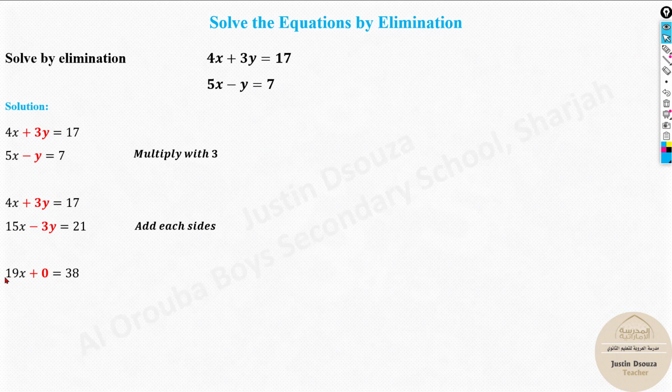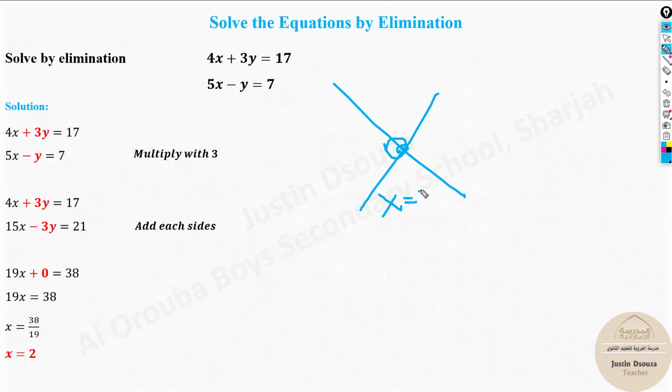Now we have got a simplified equation. There is no y term, so you can easily solve for x. The main intention was to eliminate one of the variables, x or y, get it in terms of a single variable, and solve for that variable. So now we solve 19x equals 38. That is 2. x is 2. So we found the x value. In these two lines, where they touch, the x value is 2.